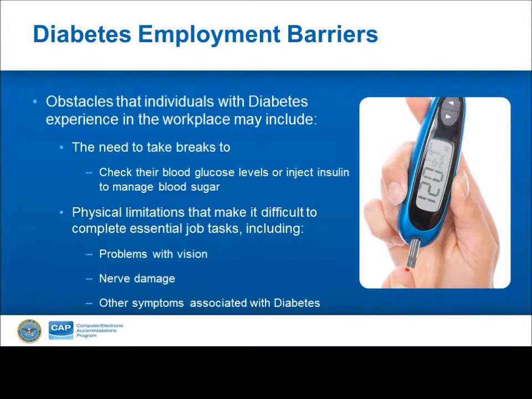Some obstacles that individuals with diabetes experience in the workplace may include the need to take breaks and check their blood glucose levels regularly, as well as injecting insulin to manage their blood sugar. There could be additional limitations experienced as well, including changes in vision, nerve damage, or other symptoms that would make it difficult to accomplish job tasks. We will now take a look at the types of assistive technology that can assist an individual who may be experiencing some of the symptoms we have mentioned.